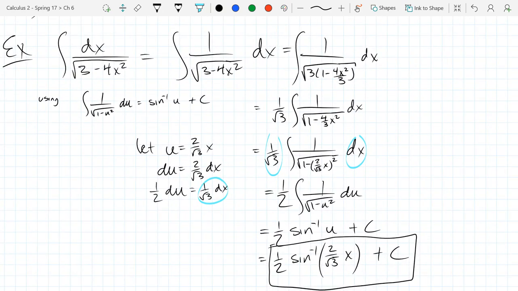OK, questions on our algebra, the u sub? On this one, the actual calculus part was super easy. The algebra was the trickiest part, in my opinion.